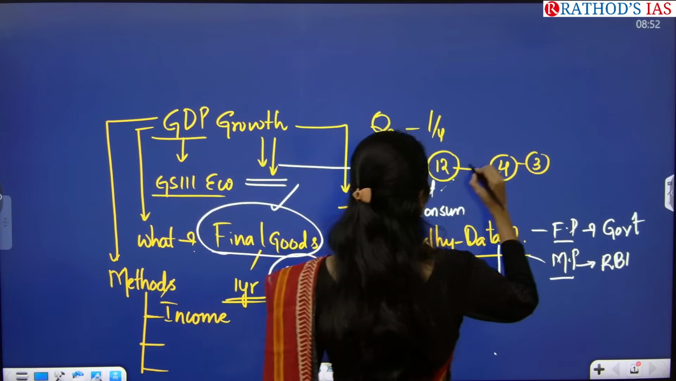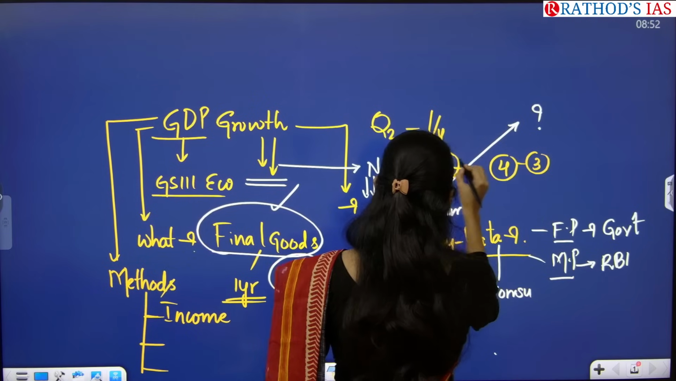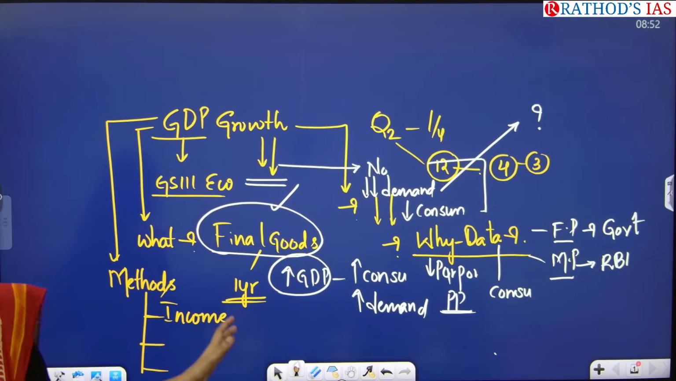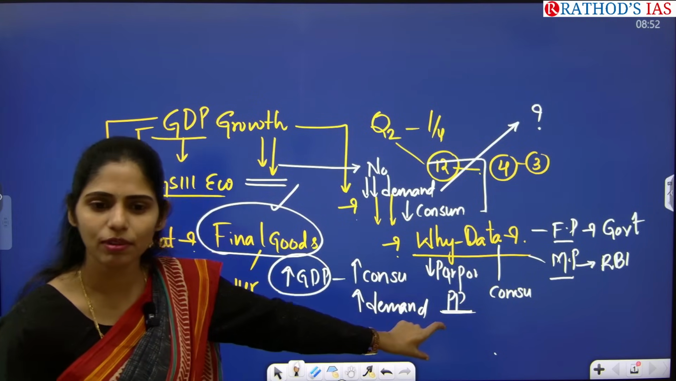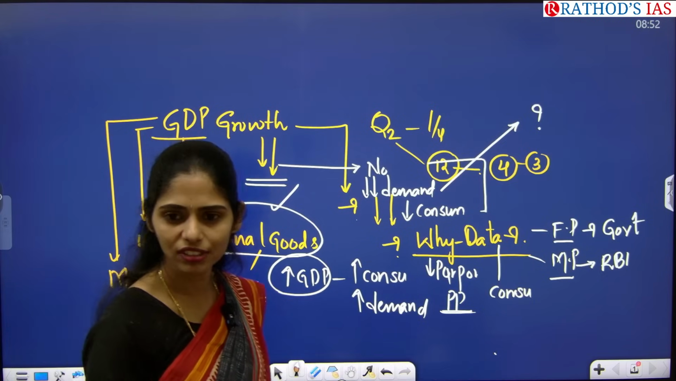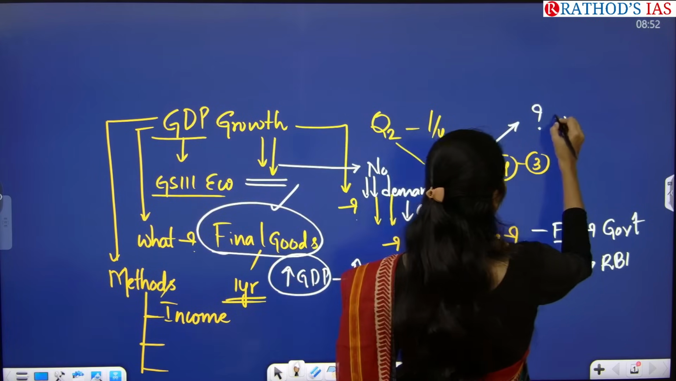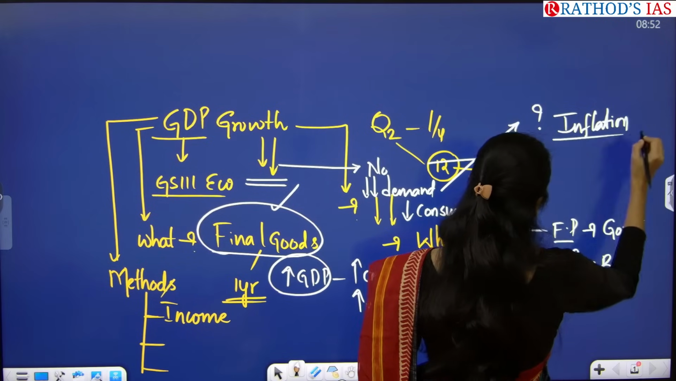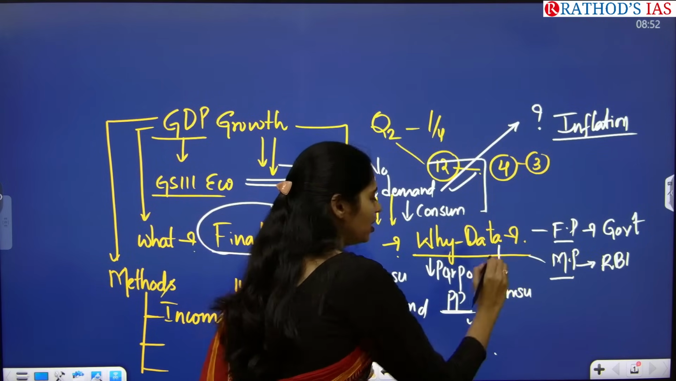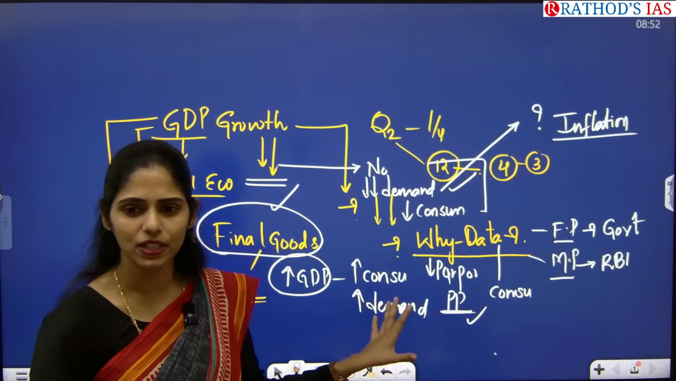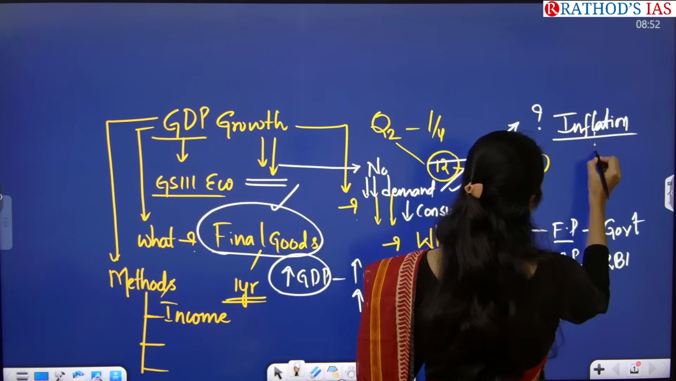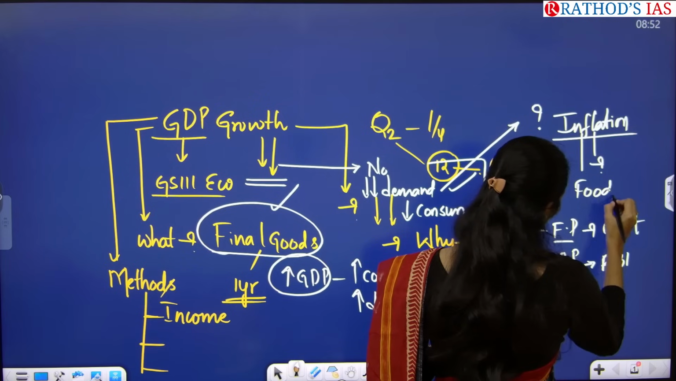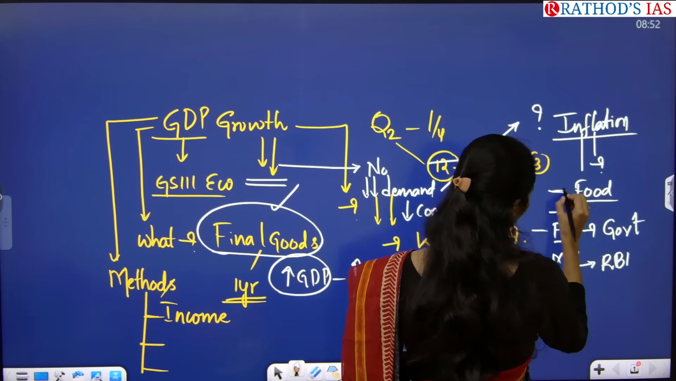Now what is the reason? Tell me why there is decreasing demand and decreasing consumption or purchasing power. In which condition will the purchasing power of people decrease? Inflation, right? Yes, very good. Because of inflation in the market, there is decreasing demand, decreasing consumption and decreasing purchasing power. And which kind of inflation can we see in the market? Food inflation, yes.